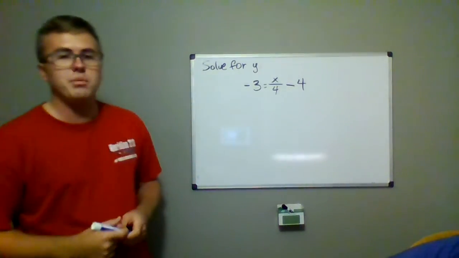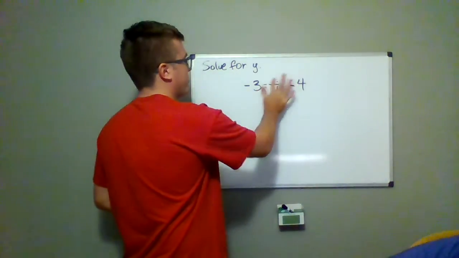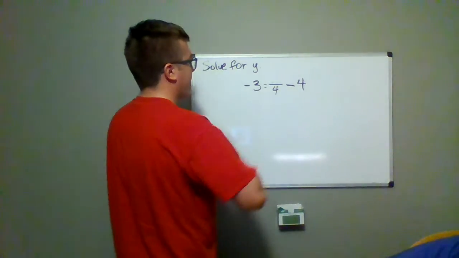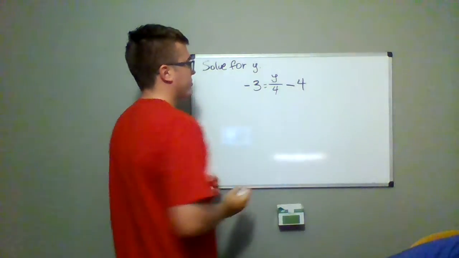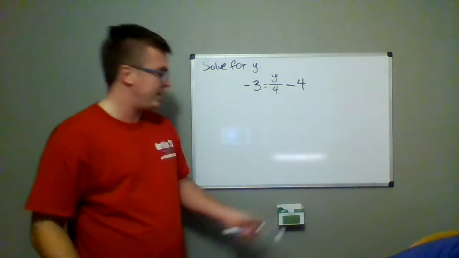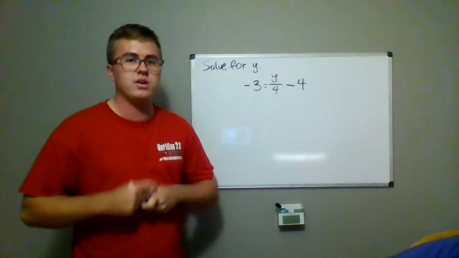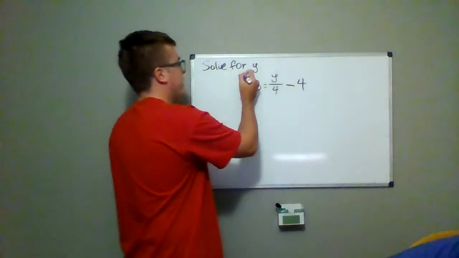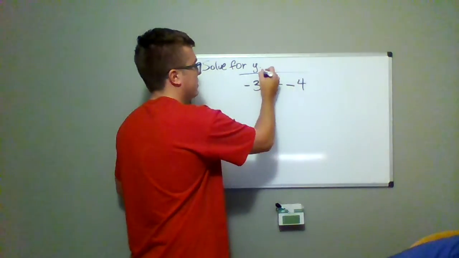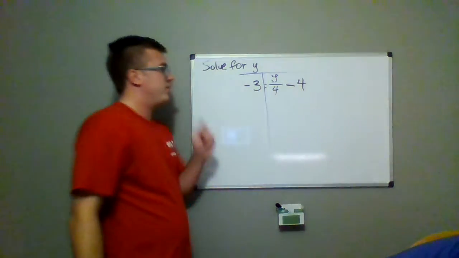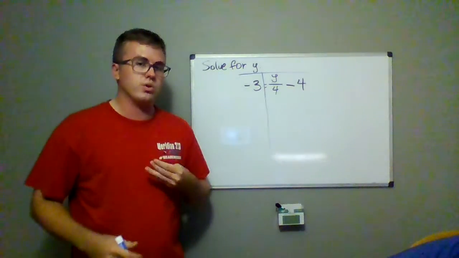Okay, second problem here says to solve for y. So y is up here in the fraction. We've got -3 equals y over 4 minus 4. First step, we need to make our t-chart. All right, from there I'm thinking reverse the order of operations.